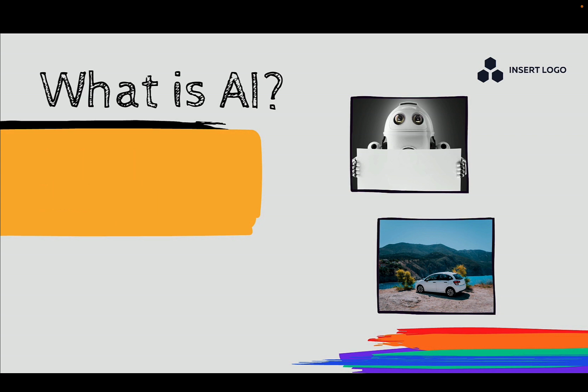AI is built up of two words, artificial and intelligence. Artificial is anything human made, while intelligence means the ability to understand, think, and learn. So artificial intelligence means creating a machine that feels like it has human intelligence.